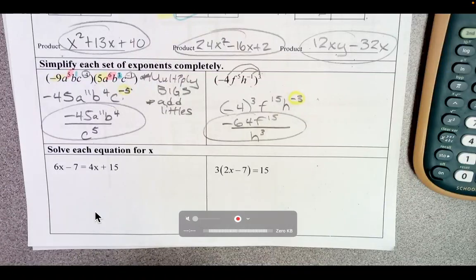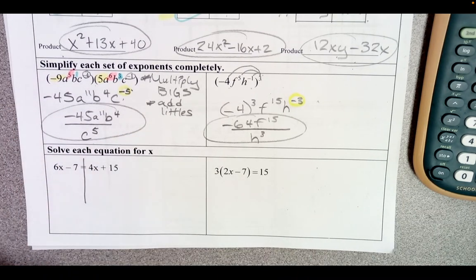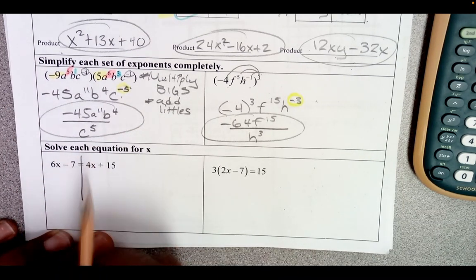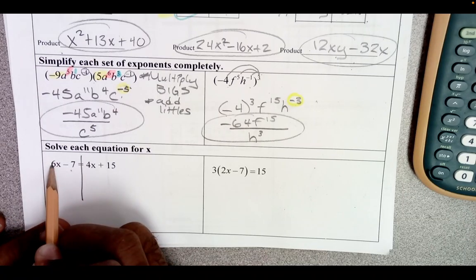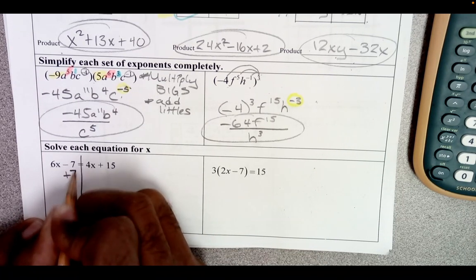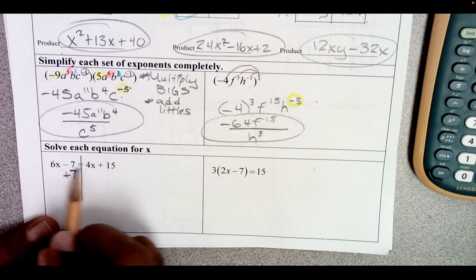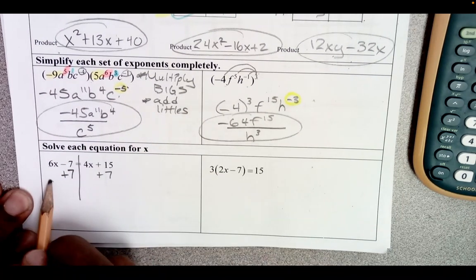Okay, so now the last two here on this page are equations. Remember all the equations, I want to keep myself organized. So first thing I want to do is get rid of this term on this side because I want to keep the x's on my left. Okay, so here I'm going to add 7 because it's positive 7. And then I add it to the other side as well. So add it to the 15, which is the other like term.